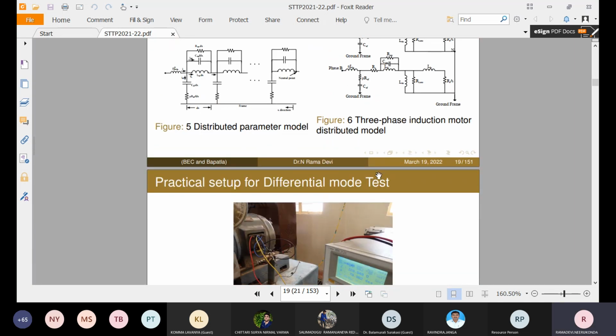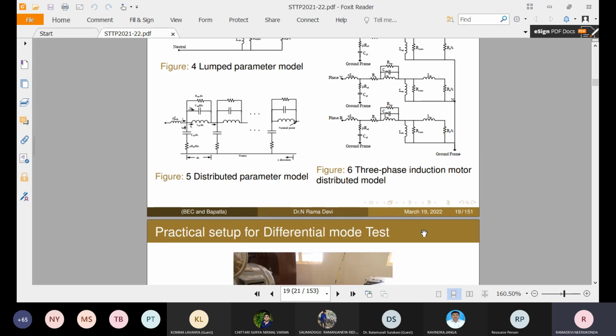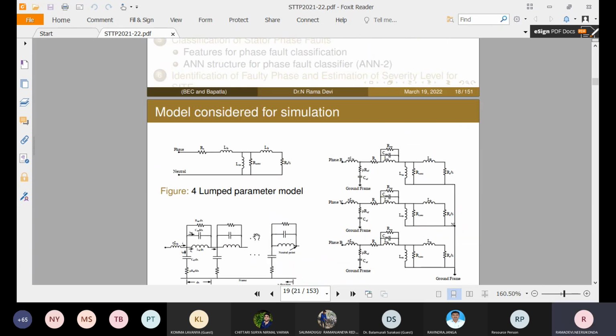So how to achieve this distributed parameter of the stator winding resistance, stator winding capacitance, stator slot to frame capacitance, and stator slot to frame resistance? These values are computed by making use of two setups. One is the differential mode test setup and another is the common mode setup. Apart from the distributed parameters, the lumped parameters are estimated by making use of the no load and blocked rotor tests.